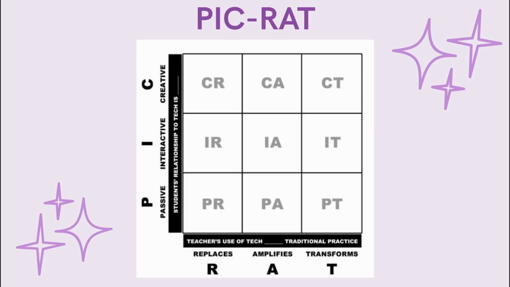On the one hand, the PIC part is divided into three levels: passive, where students only receive information; interactive, where students respond to or engage with content; and creative, where students actively produce something new using technology. On the other hand, the RAD part is divided into three levels: replacement, where technology simply substitutes a traditional tool without changing the task; amplification, where technology improves efficiency or makes the task easier or more organized but the learning goal stays the same; and finally, transformation, where technology allows the students to do things that would not be possible without it, creating new ways of learning and understanding.